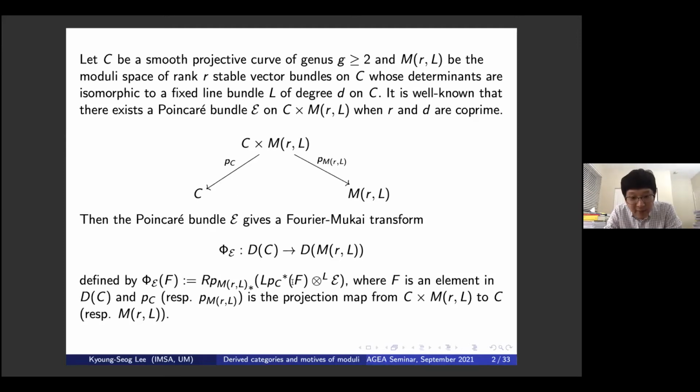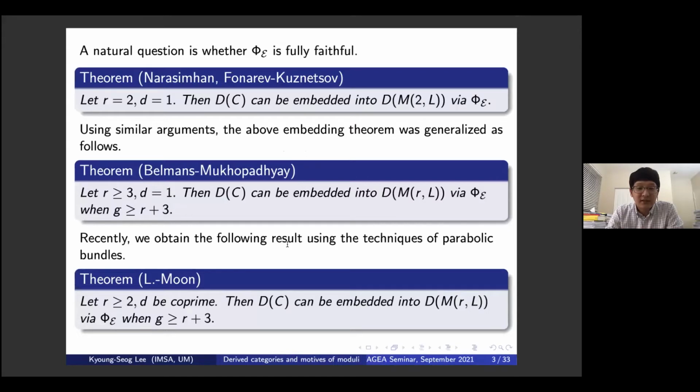So let F be an object in the derived category of C. Then I pull back F to C times M, tensor with this Poincare bundle, and then push forward this object to the derived category of the moduli space. In this way, I can construct this Fourier-Mukai transform, which gives a natural functor from the derived category of the curve to the derived category of this moduli space. So a natural question is whether this functor is fully faithful or not.